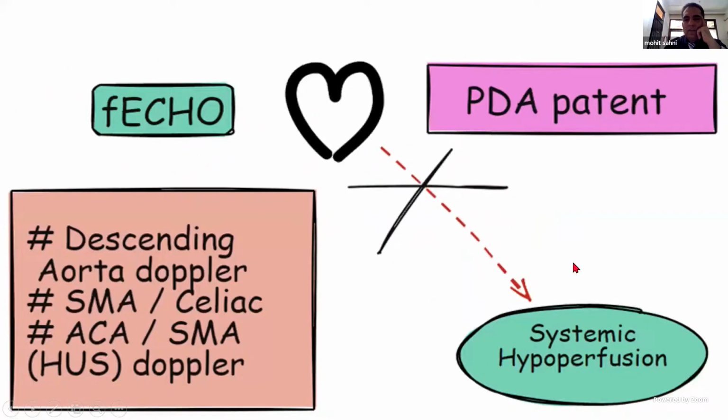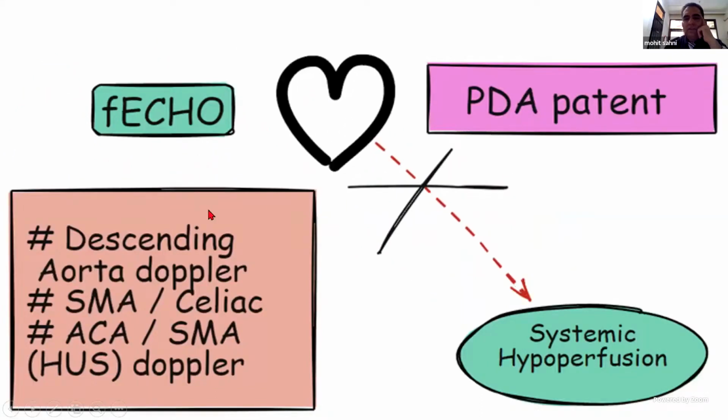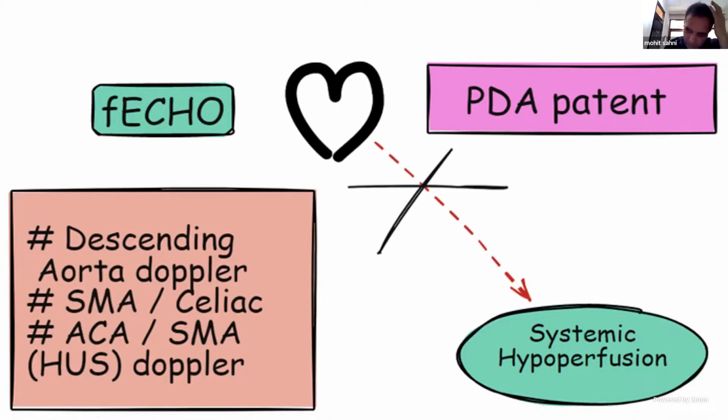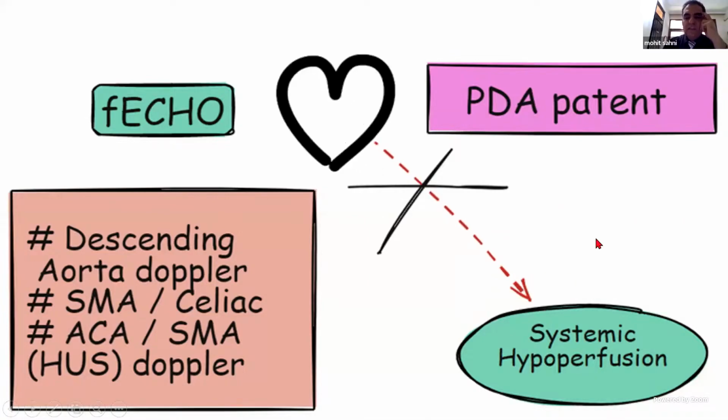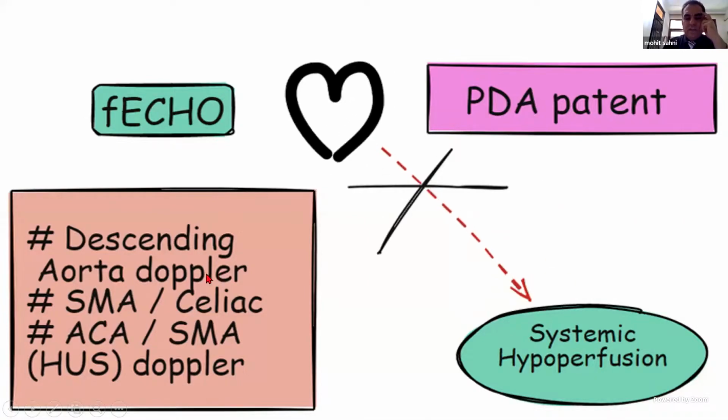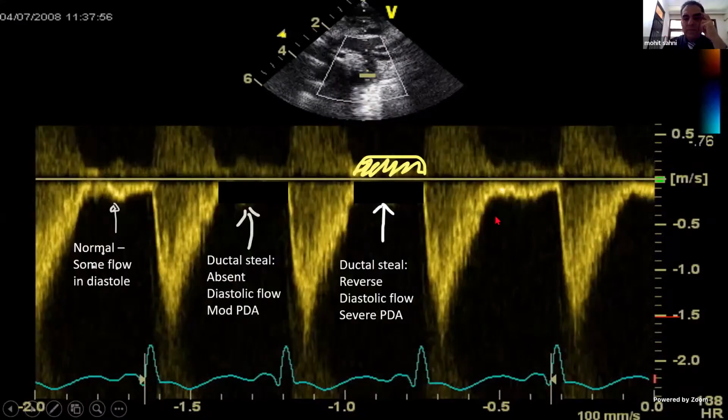So we discussed pulmonary overcirculation, in which we discussed 7 parameters. Then we discussed that the PDA is patent, and its size and Dopplers. Now we will see whether, because of this PDA left to right shunting, there is any systemic hypoperfusion taking place. So we do the Dopplers of descending aorta and Dopplers of celiac and SMA.